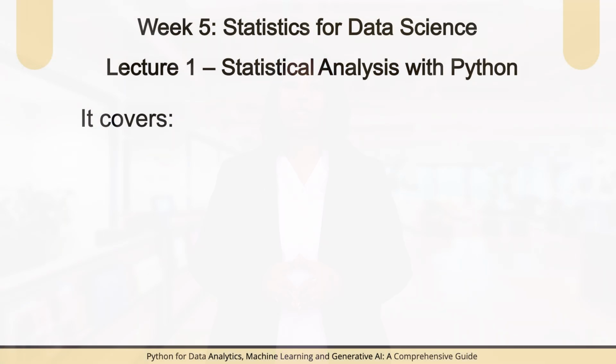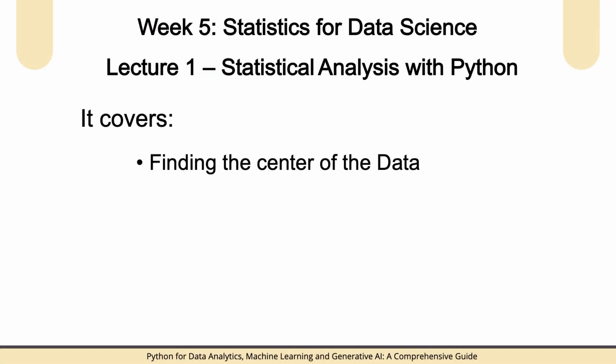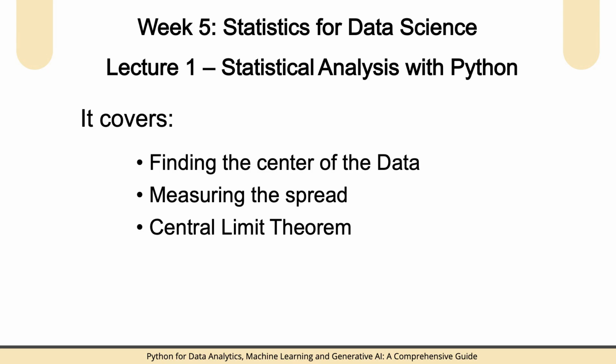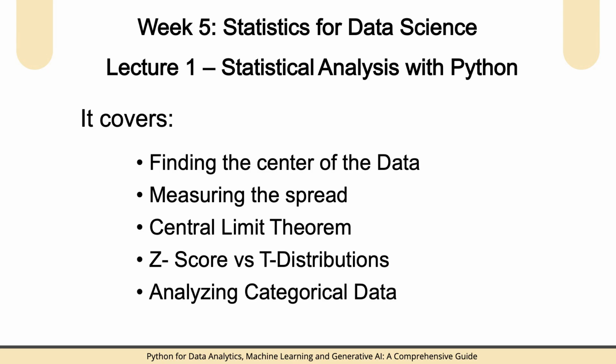Welcome to the course on Python for data analytics, machine learning and generative AI. In this session, we will focus on statistics, which forms the backbone of data science and machine learning. This session covers finding the center of the data, measuring the spread, central limit theorem, Z-score versus t-distributions, analyzing categorical data, and errors and statistical powers. By the end of this session, you should be comfortable applying statistical concepts using Python and interpreting results correctly.